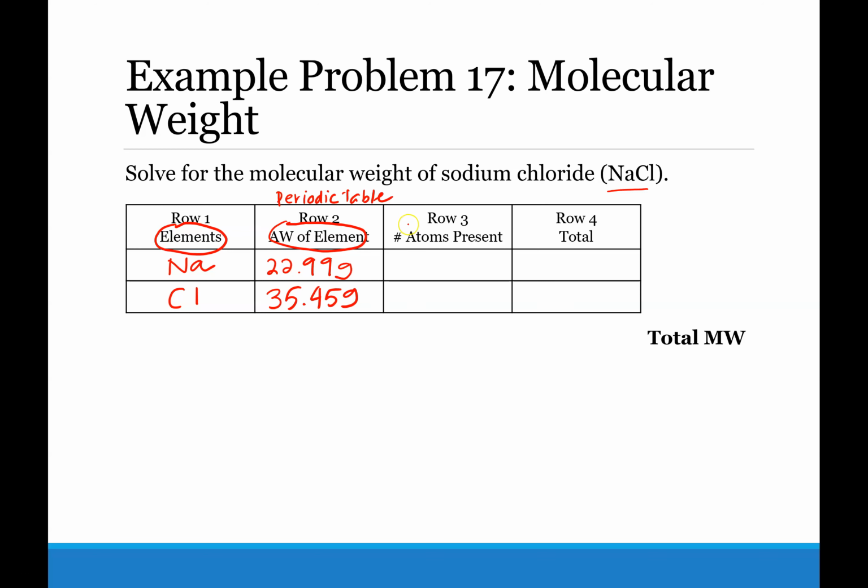Row number 3 asks us for the number of atoms that are present. So in sodium chloride, there are no subscripts at the bottom of either one of these atoms. And so when there's nothing present, we're going to assume that there is one of each. As opposed to something like KMnO4, which is potassium permanganate, you can see that there's a 4 underneath there. That's not the case for sodium chloride. There's absolutely nothing behind sodium and chlorine. So it's assumed to be 1 for each of those.